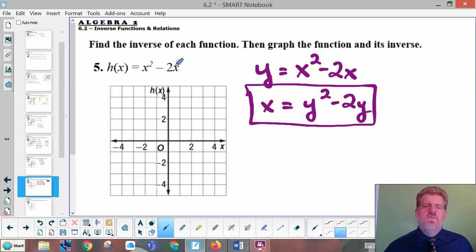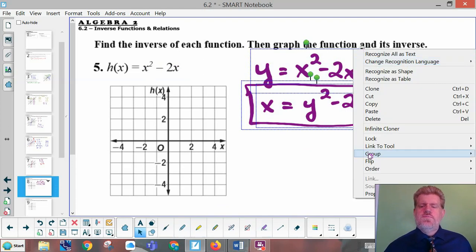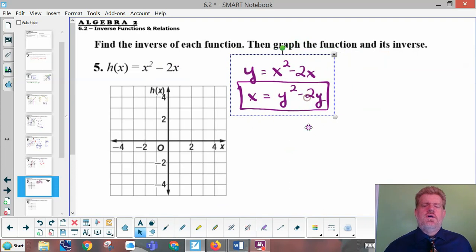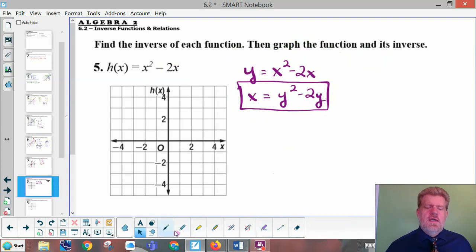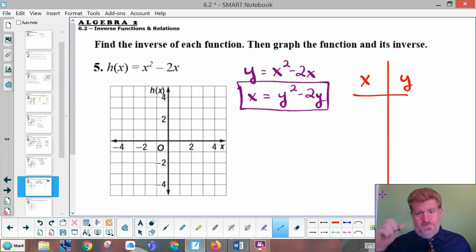But I know it's going to be a parabola, right? X squared is going to be a parabola. I'm going to group these together. Where's my group? There it is. I'm going to shrink it up a little bit, kind of move it over here. Okay, let's take a chart. An XY chart. That's how I can make that line nice and straight. I learn. Okay. Let's pick some values for x and put it in here.